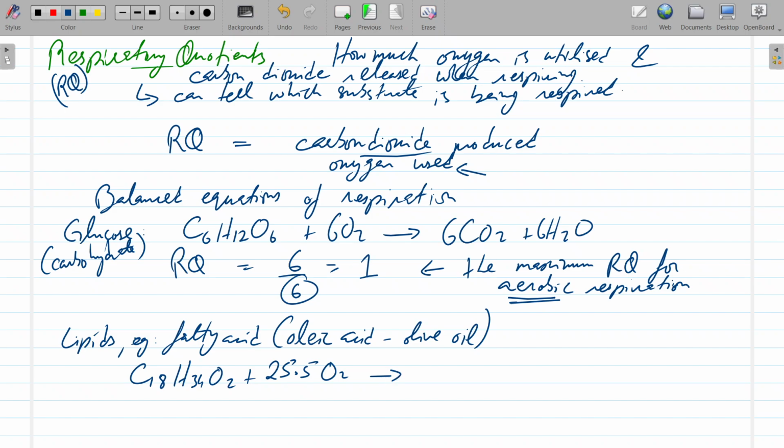And that will give us 18 molecules of carbon dioxide. Now that is pretty much all we need to know, but still to balance it out, 17 molecules of water. And so RQ is 18 divided by 25.5, and that gives us 0.7.